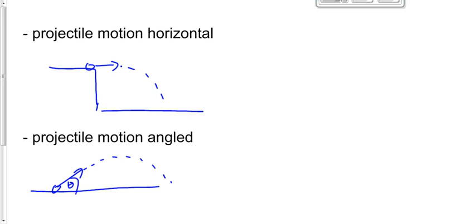You need to be prepared for both. You will see one of them on your final exam. In both cases, we set it up the same way. I don't want to see anybody on their final exam not writing this down next, because it's going to be the way that it is. X and Y, whether we're talking about the angled projectile motion questions or the horizontal ones, it's X and Y.